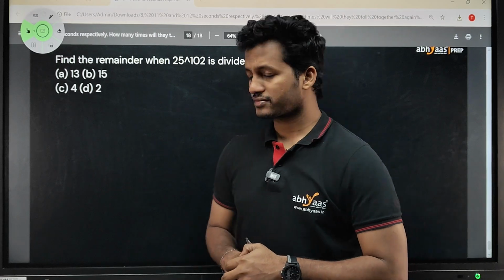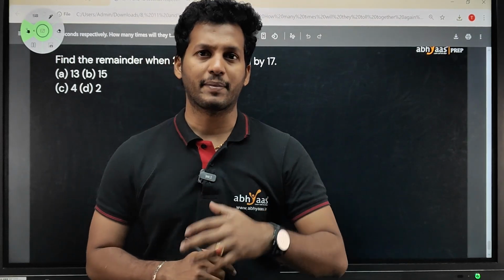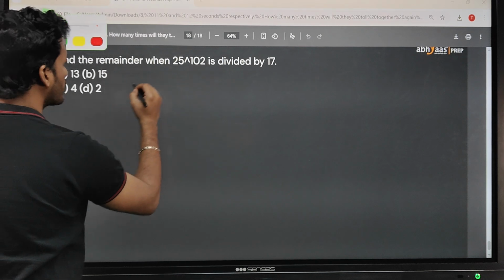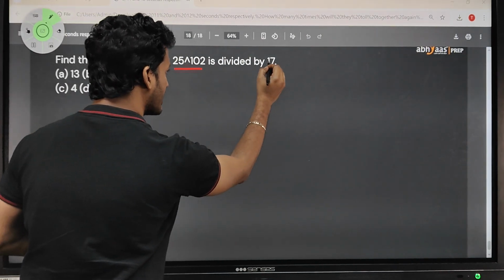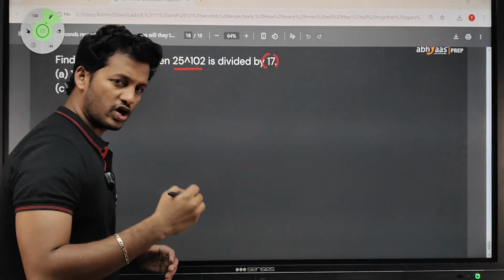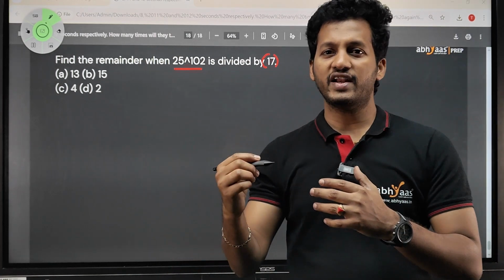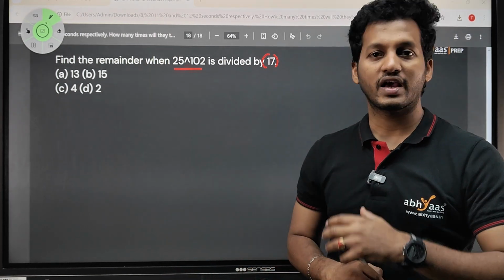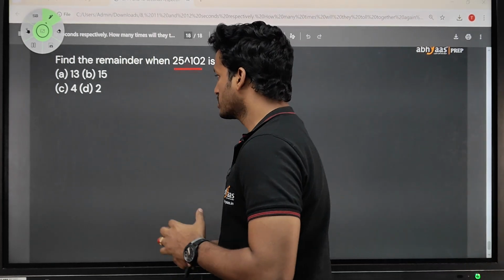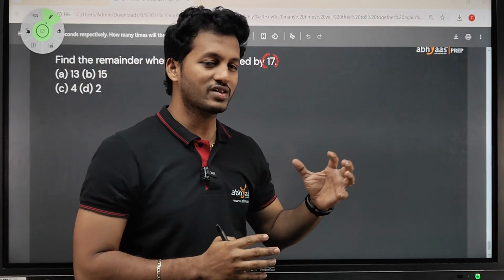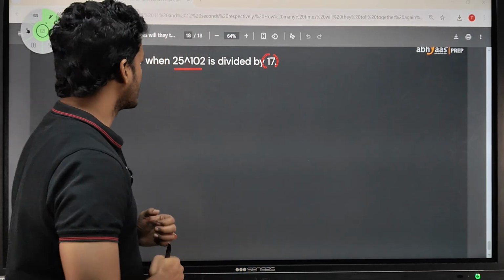So here we are going to discuss remainder theorems. To find the remainder when the number 25 power 102 is divided by 17, it's not a normal division. You came to know already this thing. So how do we find the remainder in these cases, in this critical concept? Here we have multiple theorems to solve this question. So how to do this?